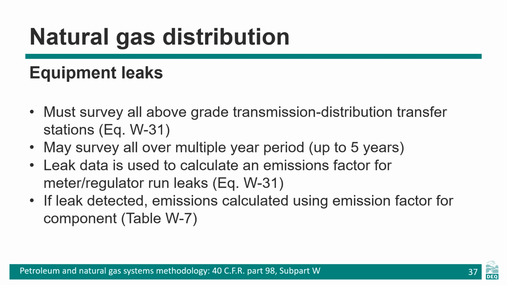Surveys must be done for all above-grade transmission distribution transfer stations, with leaks detected and calculated for the 7 component types listed in Table W-7. These leak surveys can be performed over a multi-year period of up to 5 years, with a portion of all stations surveyed in each year. Data from these surveys is also used to develop an emission factor for above-grade metering regulating stations that are not transfer stations, which is then used as the emission factor in the population count for any above-grade metering regulating stations.